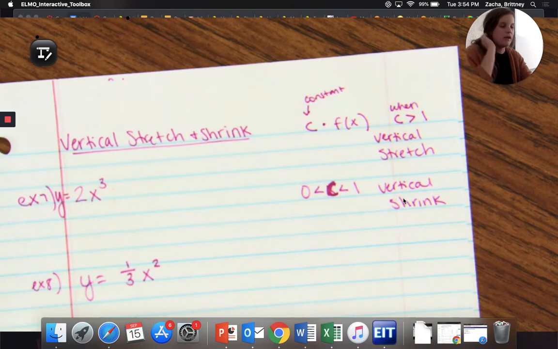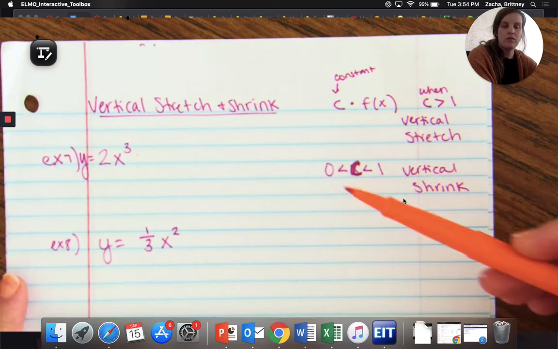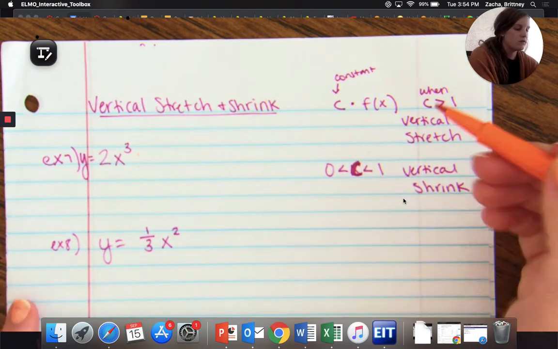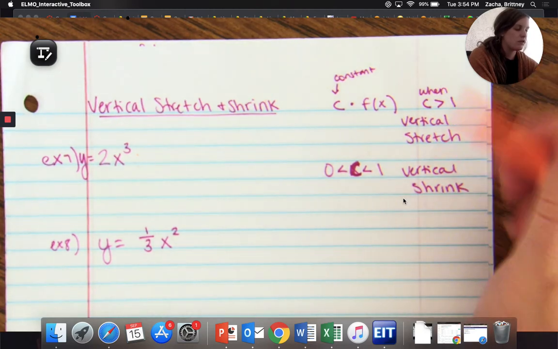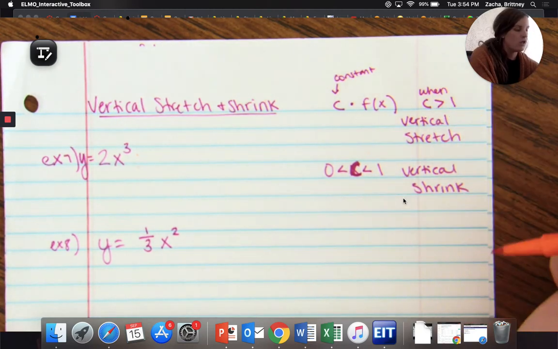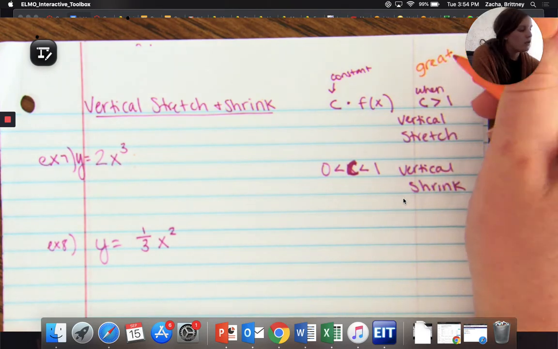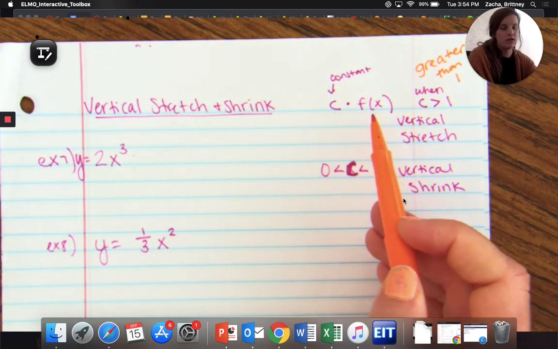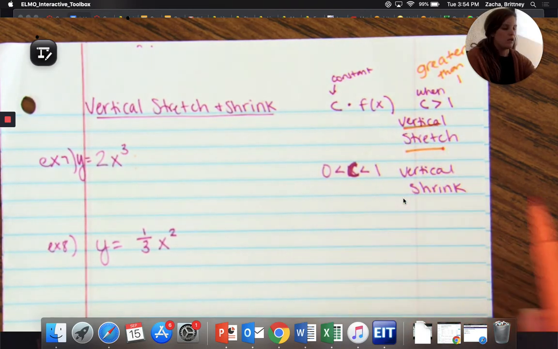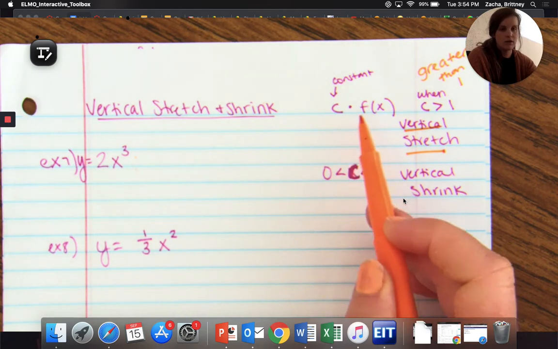Okay, so here, with vertical stretch and shrink, this is the rule you'll see on that parent function and transformation document. So C is still a constant, just like on the other page that I did. The difference here is when C is greater than 1. And if you need to write that out in words, you need to know that. If it's greater than 1, and it's in front of your function being multiplied to it, it's a vertical stretch.